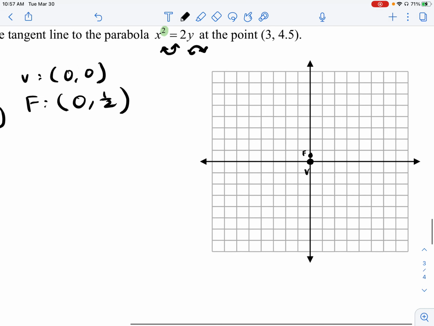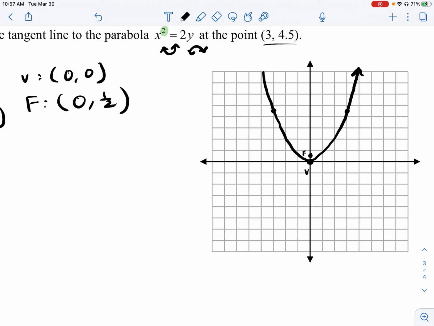We were given in the problem, the point of tangency is going to be (3, 4.5), which is right around here. And since it's symmetric about our axis of symmetry, I can then just go ahead and graph another point here at (-3, 4.5). And normally I would want you to graph more points for our parabola, but for what we're trying to do right now, we're just trying to get a rough sketch of what the parabola looks like anyway. So let's just do something like that.